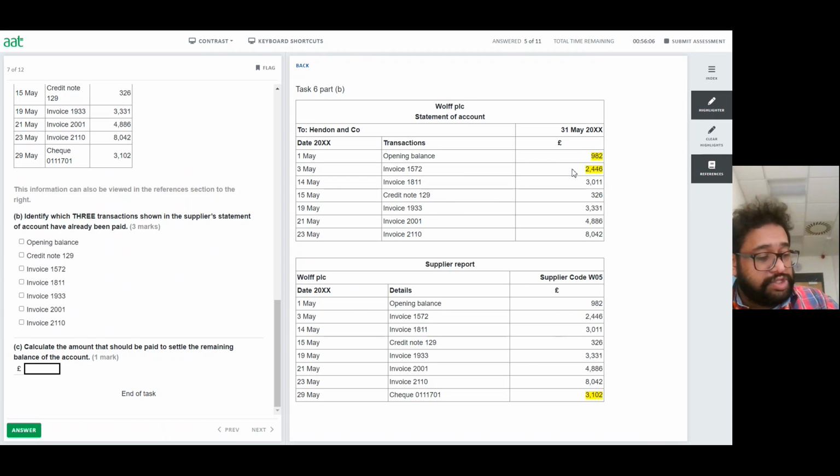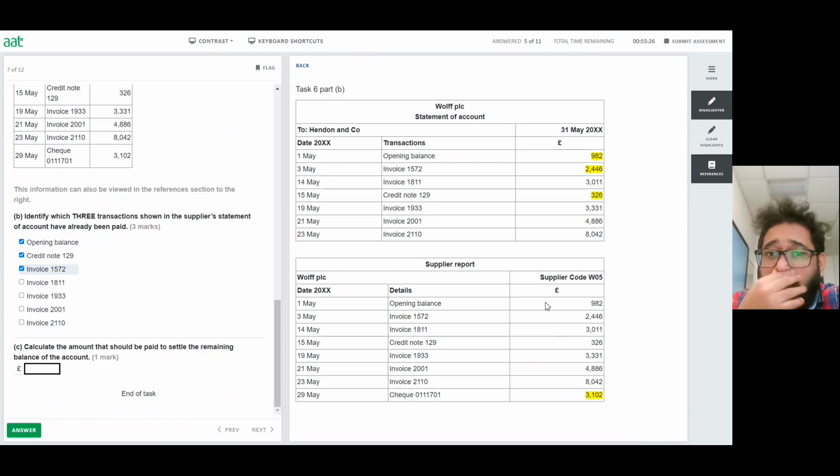So I'm going to add these 2. I have £982 plus 2,446. It gave me 3,428. Not close, because if I add any more invoices from here, it is going to increase the amount. It won't get down to here. But we have this credit note, which we may take away, £326, and that gives you that whole amount of £3,102. So here, opening balance, the credit note 129, and the last one is the invoice 1572. So these 3 are the amounts we have already paid.